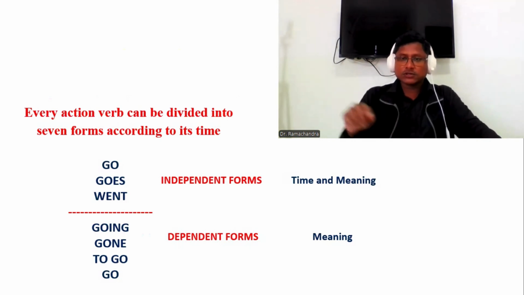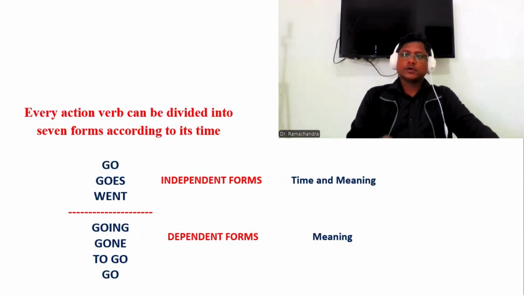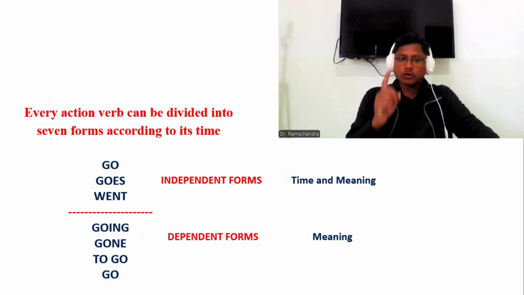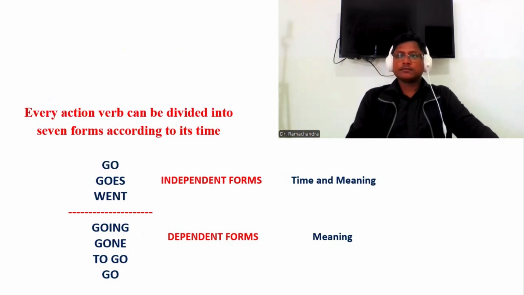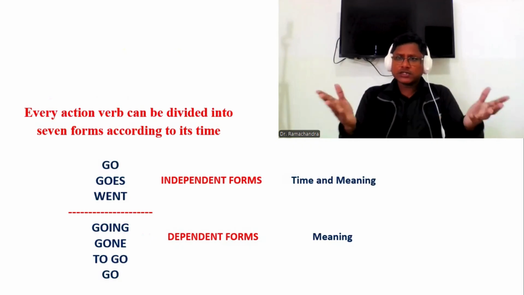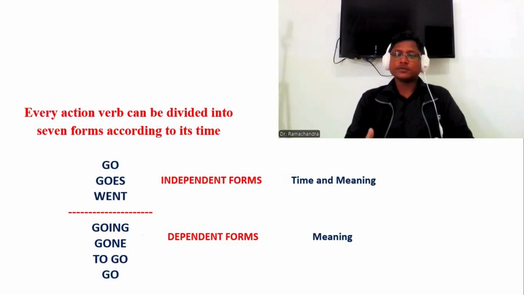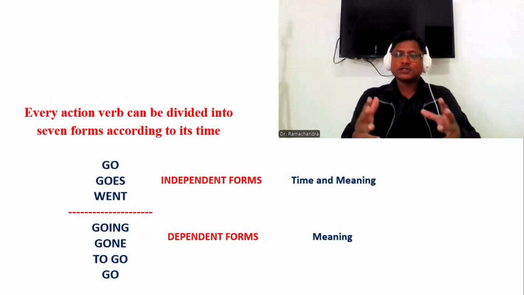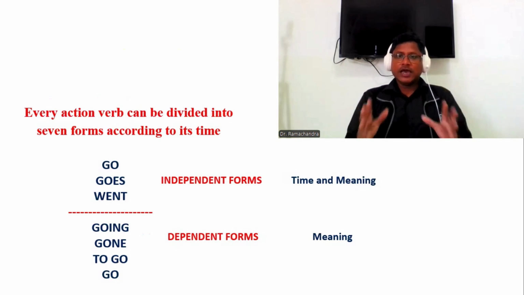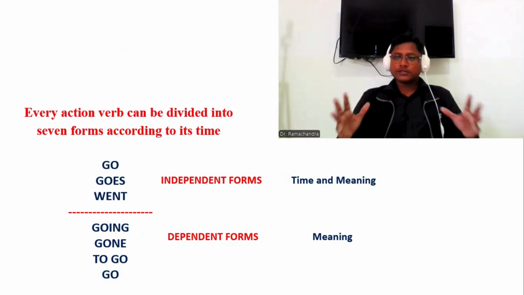So we see in books, go, went, gone. Cook, cooked, cooked. No. Cook, cooks, cooked, cooking, cooked, to cook, and cook. 7 forms should be mastered. Only these 7 forms we have in English. We don't have any other verb forms. We have only 7 forms. Only these 7 we have to use in English. So now we understand every action verb can be divided into 7 forms according to time.